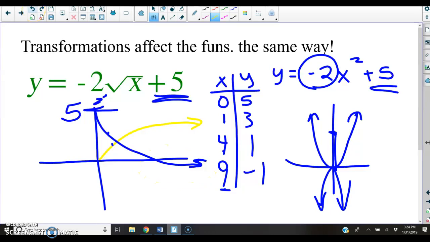And it affected it the same exact way. We just had to ask, what did the negative do? What did the 2 do? What did the 5 do? And if you don't remember, of course, go back to making your table, and you'll be on your way.